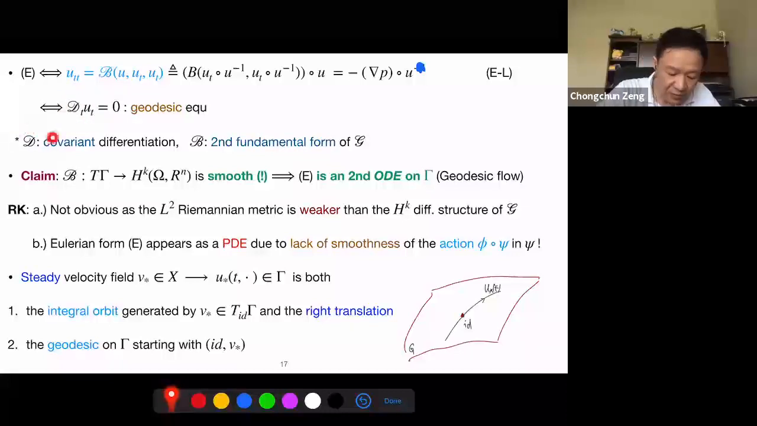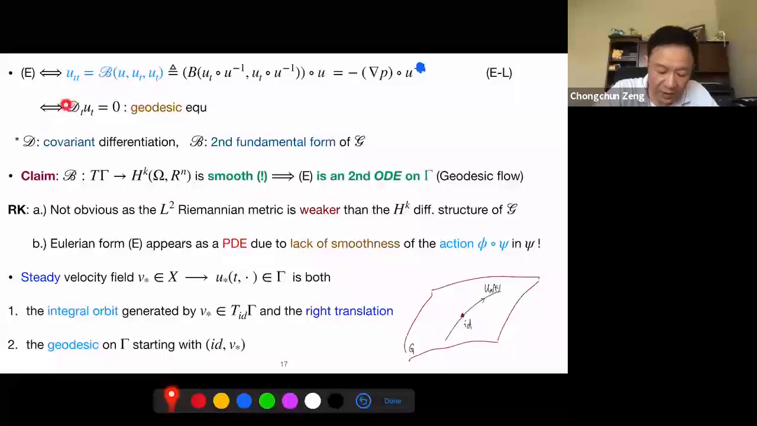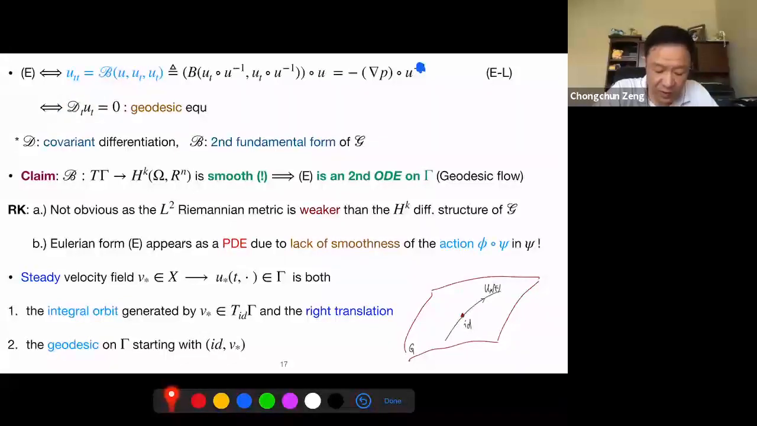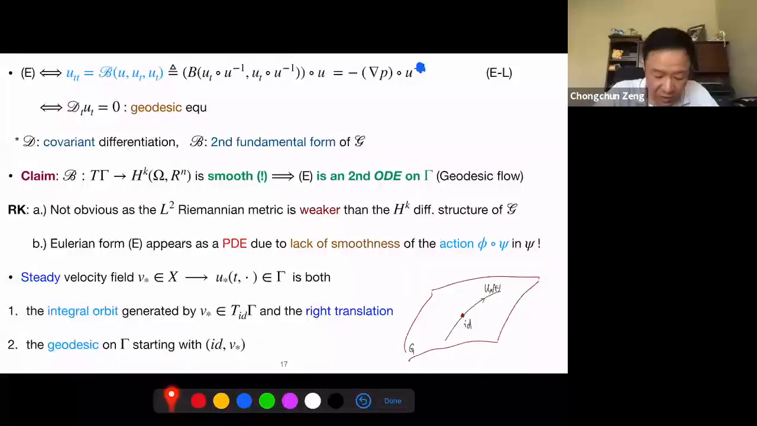So here, the covariant derivative on a Riemannian manifold, when the Riemannian manifold is embedded into a flat space, really just means that you take the usual derivative and then project it to the tangent space, to the tangent direction. Then there is only a normal component here. So after you project it to the tangent component, you get the covariant derivative in t of u_t is equal to 0. This tells you exactly you have a geodesic equation. So the Euler equation is exactly a geodesic equation.